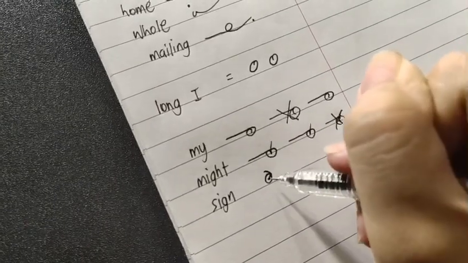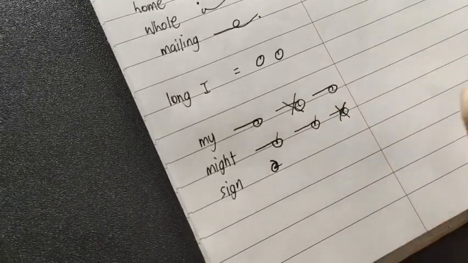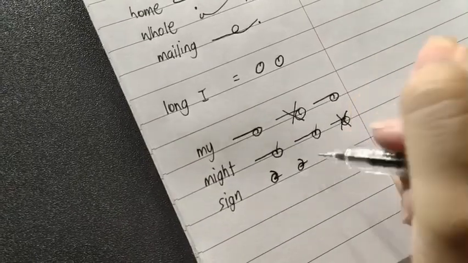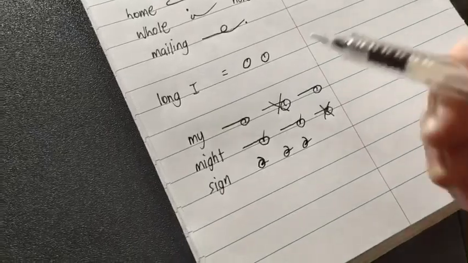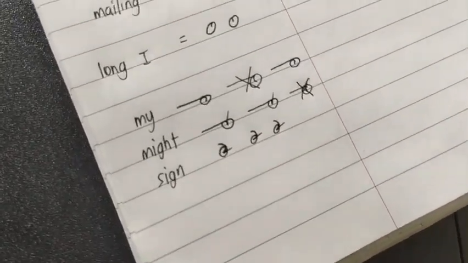Ayan na yun, di ba? Sign. Tapos lagyan mo ng N. Yun. So, parang ganito siya sa mabilis. Sign. So, kailangan naiintindihan mo talaga kung bakit naging ganyan siya, kung bakit ganyan ang stroke niya.